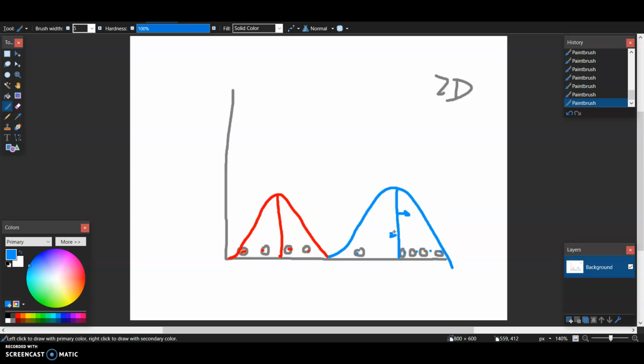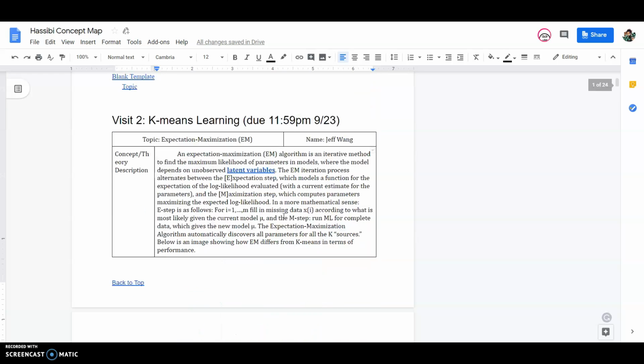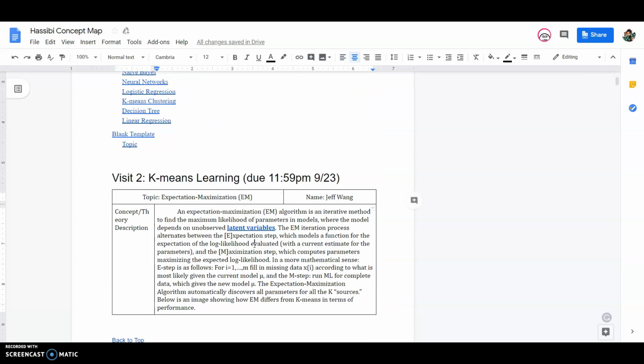And after a while, it reaches convergence, where basically this mean barely moves. The standard deviation doesn't really change at all, and that's when it stops. And that's when you have the two Gaussians that you stated prior to starting the EM algorithm. So there are two, and after it reaches convergence, it stops, and there you go. You have two Gaussians. So yep, that's the expectation maximization algorithm.